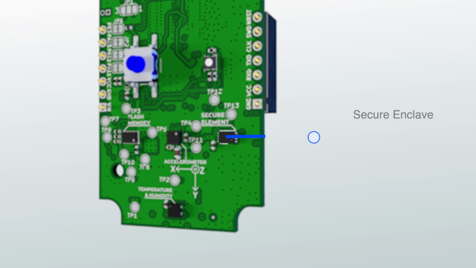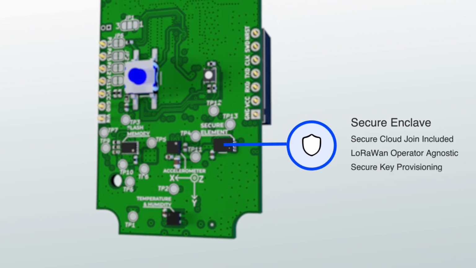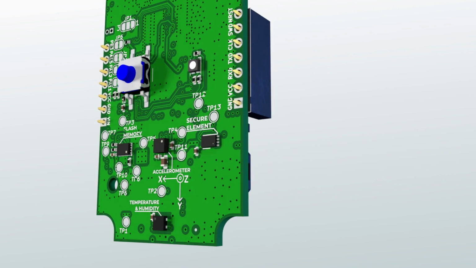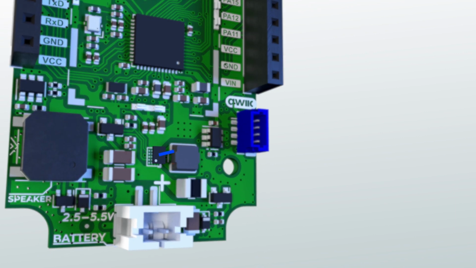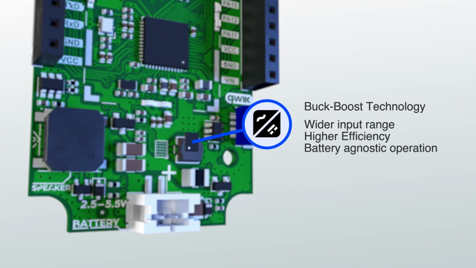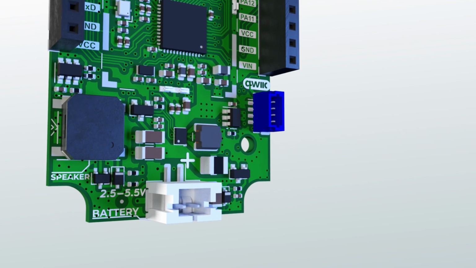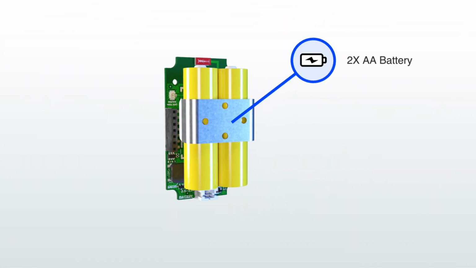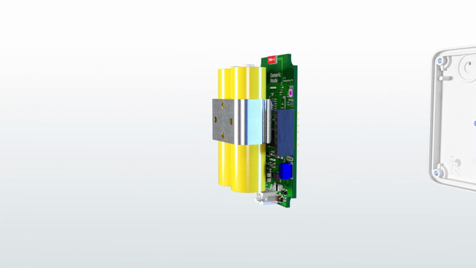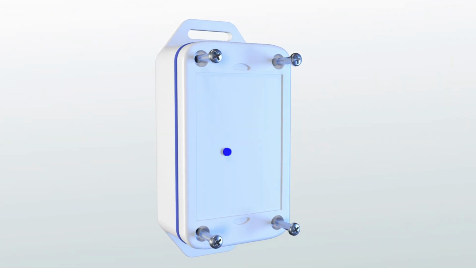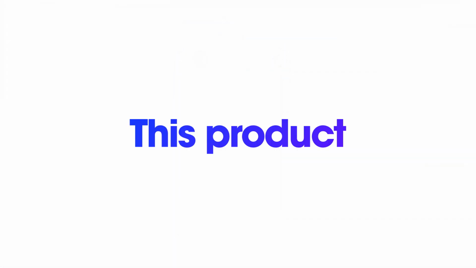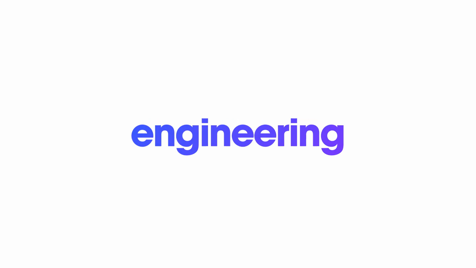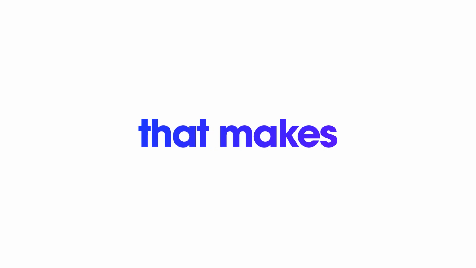Security is embedded through a secure enclave, allowing it to join any LoRaWAN network in the world that supports the latest specifications set by the LoRa Alliance. Using the state-of-the-art buck boost technology, a wider input range, a higher efficiency, and a battery-agnostic operation are guaranteed. It brings everything you expect from a solid LoRaWAN sensor node, long range and longevity on two standard AA batteries. This product enables you to start building IoT solutions without the complexity and risk of hardware engineering, and lets you focus on the software that makes the product unique.